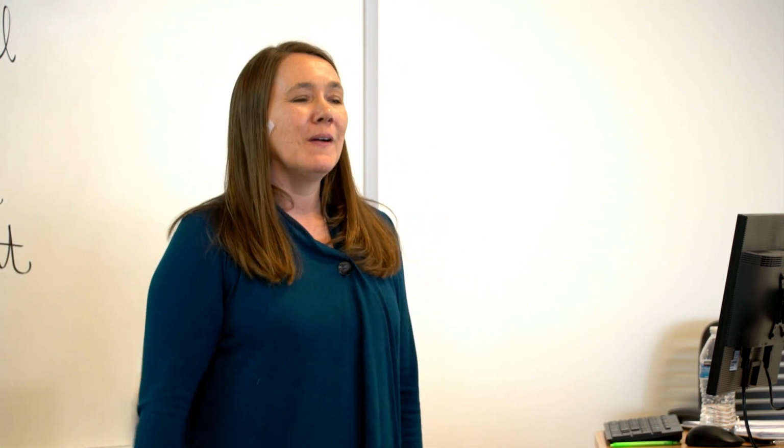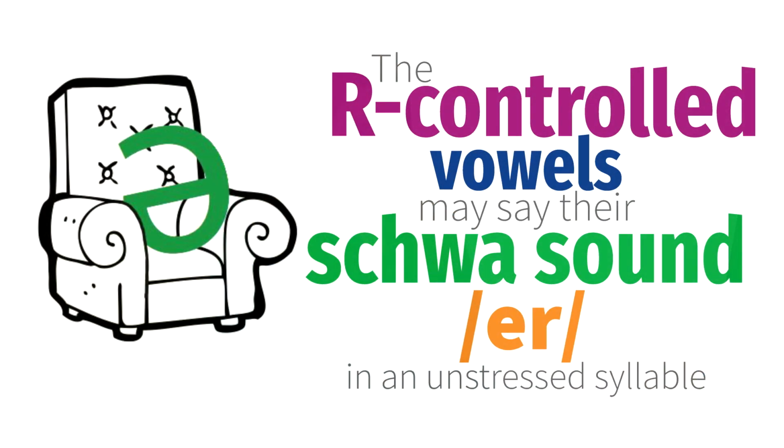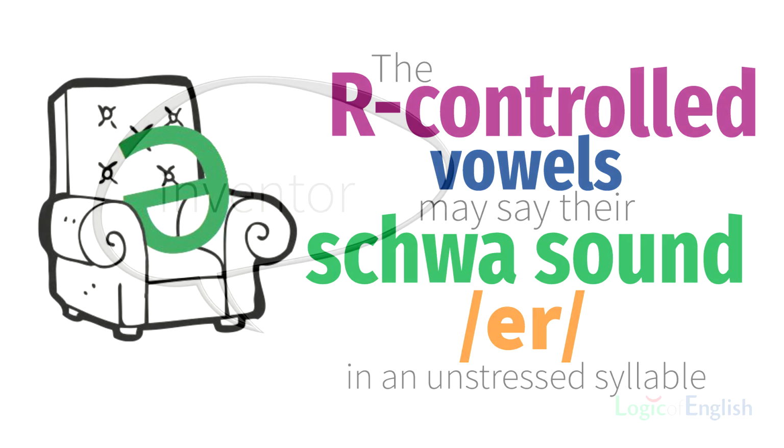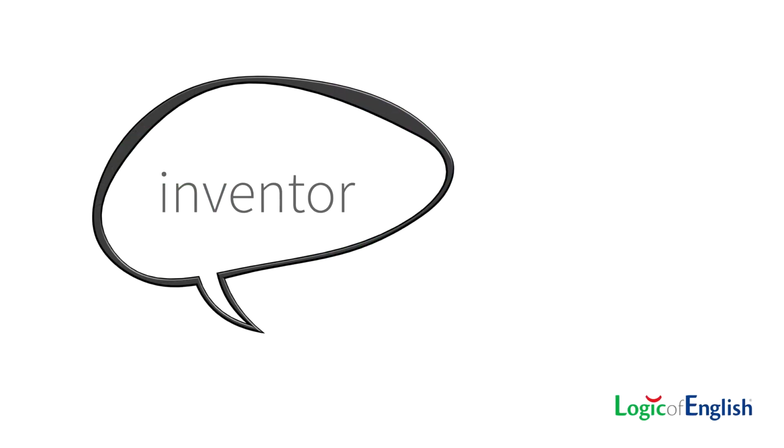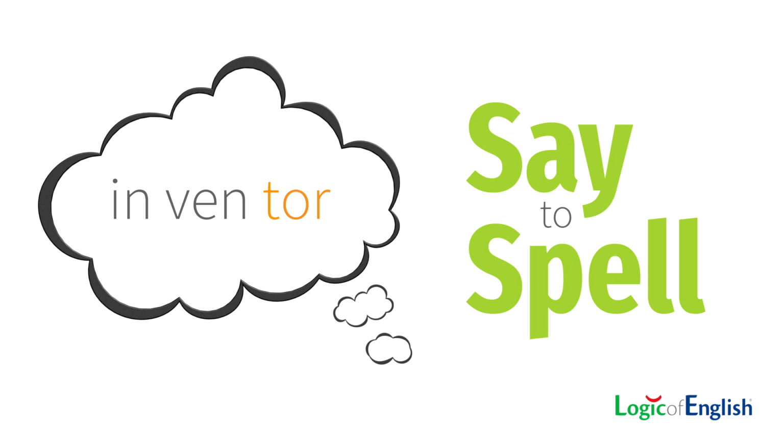There's one more concept that you need to know in regards to schwa. The R-controlled vowels also have a schwa sound. And they may say their schwa sound in an unstressed syllable. So what does that look like? In the word inventor, which syllable is stressed? Ven. And which is unstressed? The tor, right? But we will say ter to spell inventor.